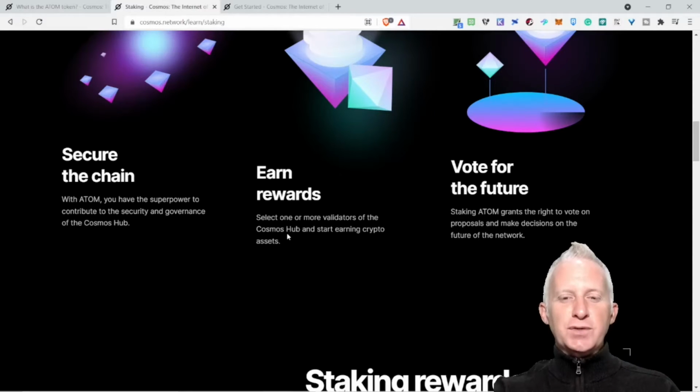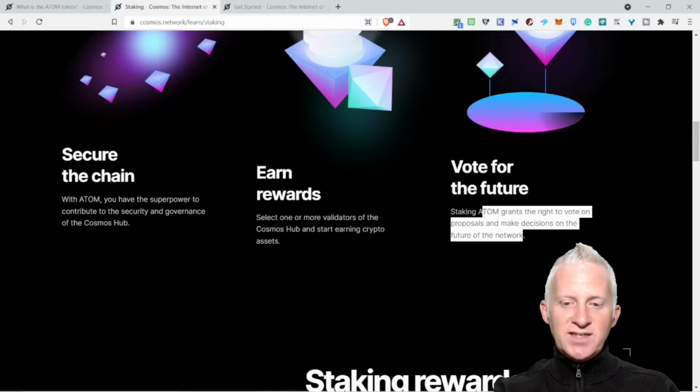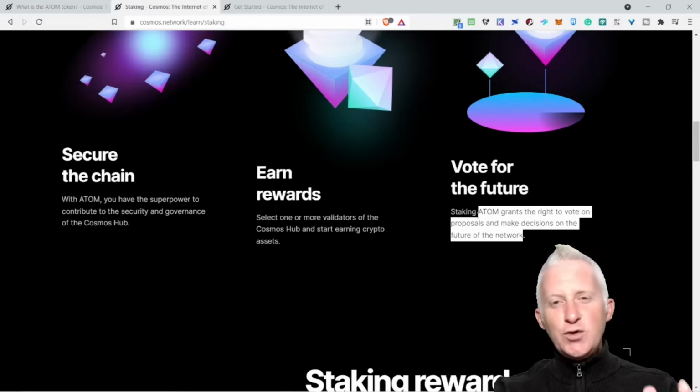Vote for the future. Staking Atom grants the right to vote on proposals and make decisions on the future of the network. This is really cool. I'm going to emphasize again: when you lock your Atom, you can vote on proposals and make decisions for the future of the network.